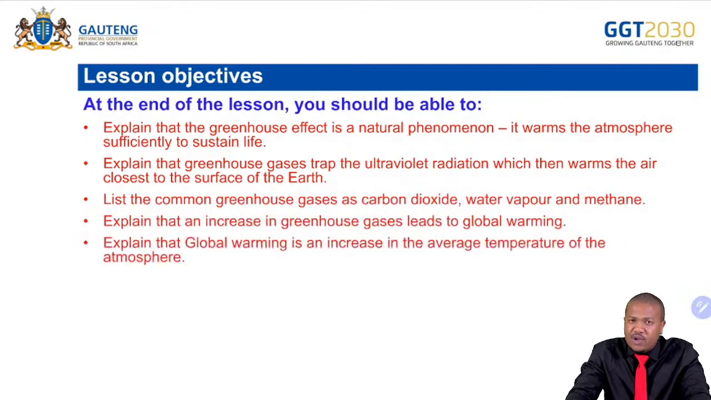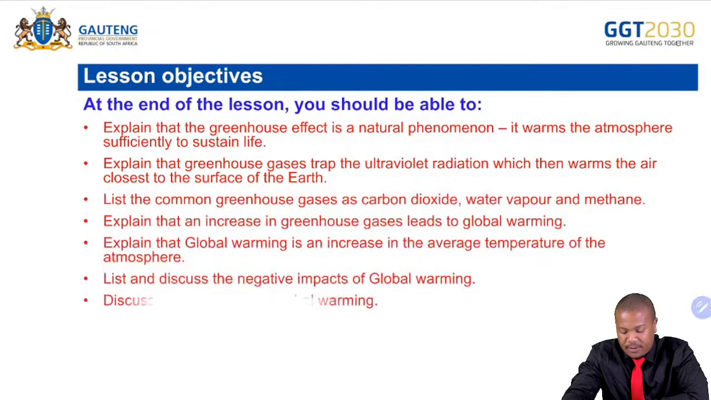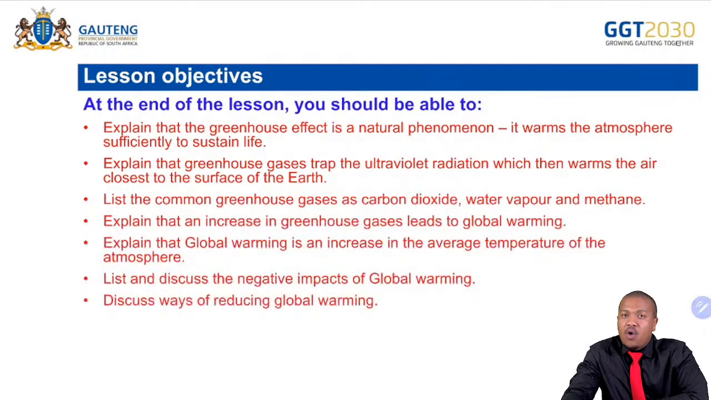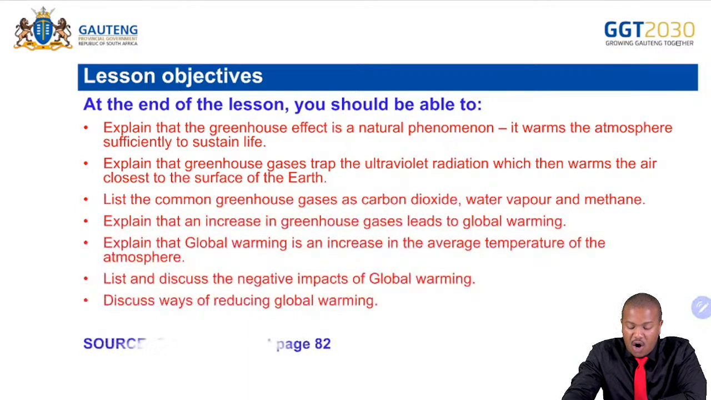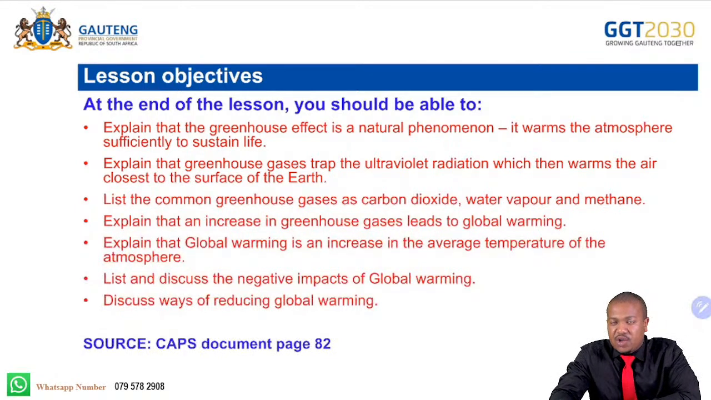As well as that, we need to explain that global warming is an increase in the average temperatures of the atmosphere. We also need to be able to list and discuss the negative impacts of global warming, and discuss ways of reducing global warming. All this information is found under the CAPS document on page 82.